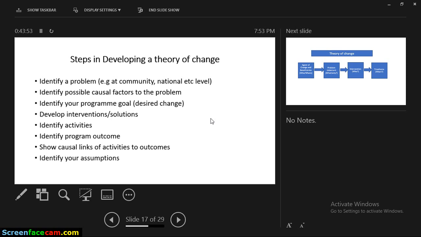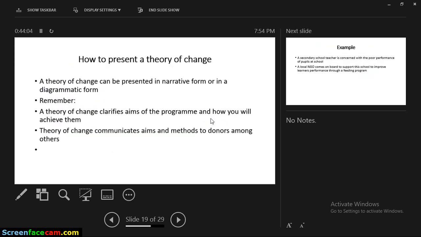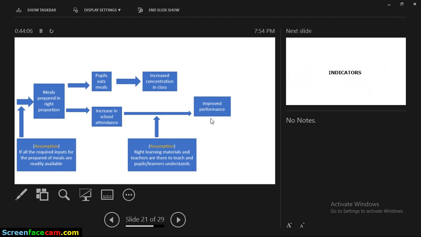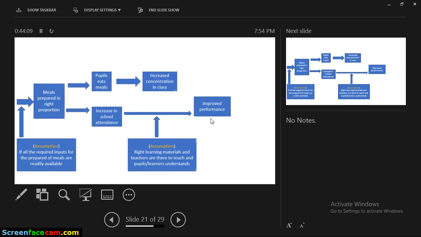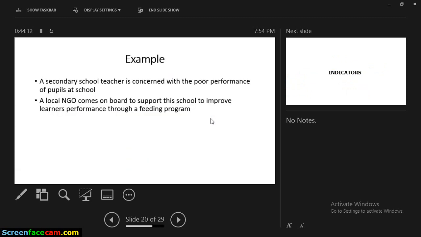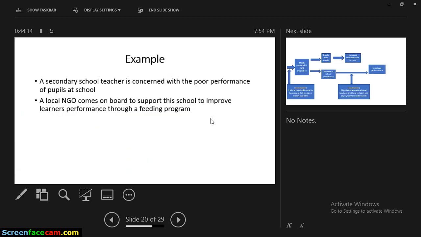Or could it be an activity? Or is it an outcome? Or is it an input? It's an intervention, right? It's a solution. The solution is a feeding program, right? Before I show, let us discuss the time first. We've got 6 minutes. We can manage to develop our own theory of change, right?